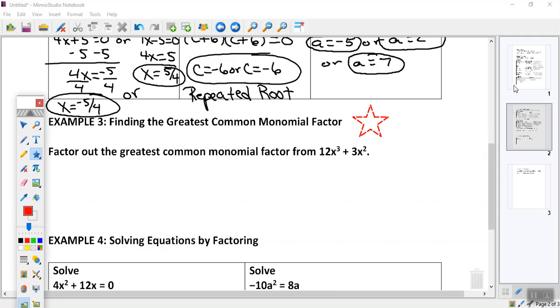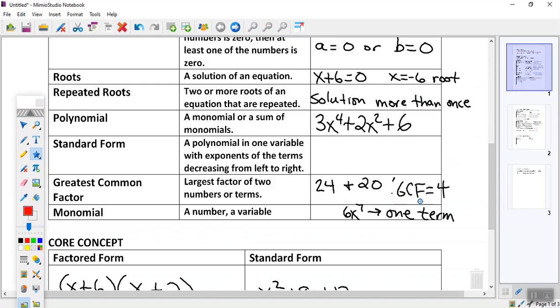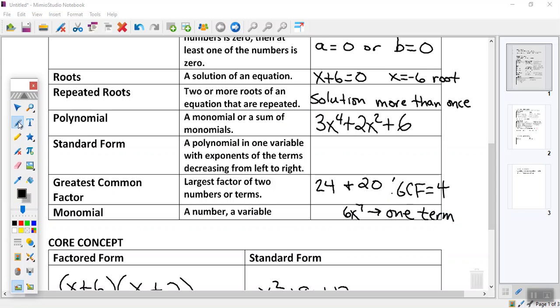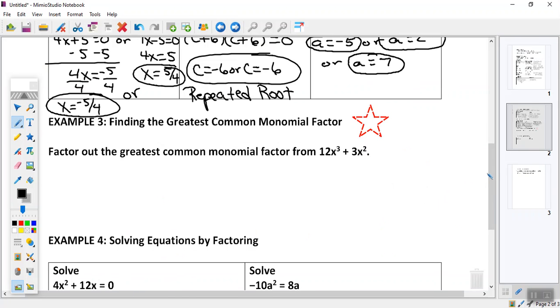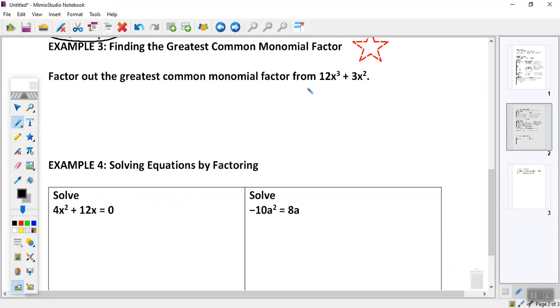You guys remember on the example here, I said, hey, what's the greatest common factor of 24 and 20? You told me what? 4, because 4 is the largest number that will divide evenly into 24 and 20. Now kids, the same concept is going to apply when we start trying to factor out monomials from this, in this case, binomial, okay? If you look at this right here, it says factor out the greatest common monomial factor from what and what, kids?